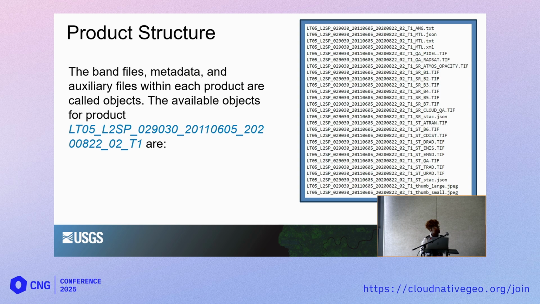So the product structure. This is an example using a single Landsat product from the surface reflectance data sets. What I'm really showing is we have multiple files under each product structure in the cloud. These files range from the band files to the metadata files and various other files that relate to quality assessment. And of course, these files vary based on the type of data set you're looking for. Surface temperature for Landsat 8 and 9 will have band 10 and so on related to surface temperature.